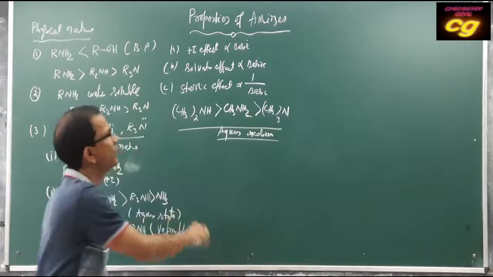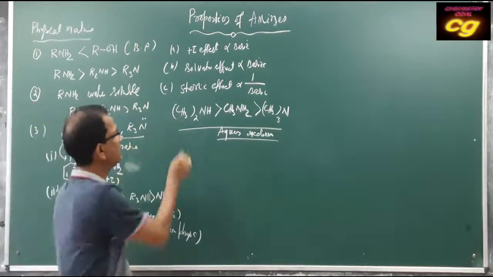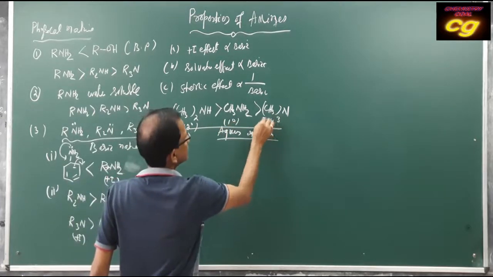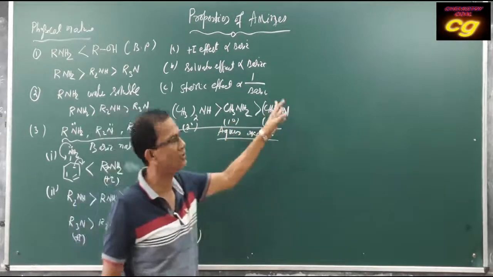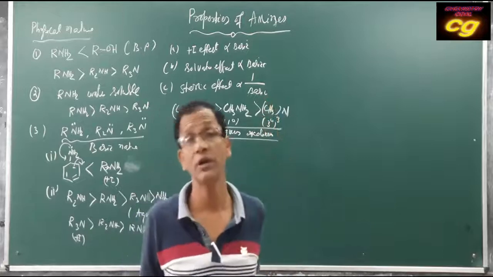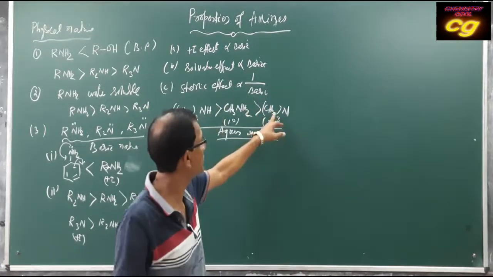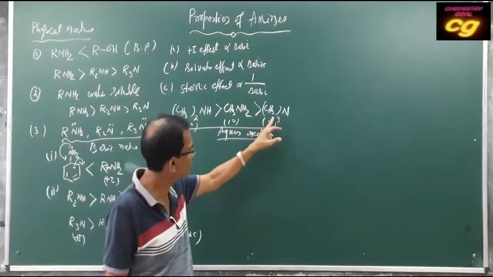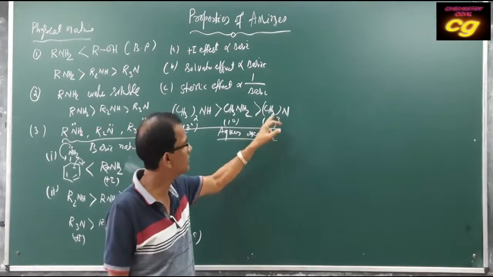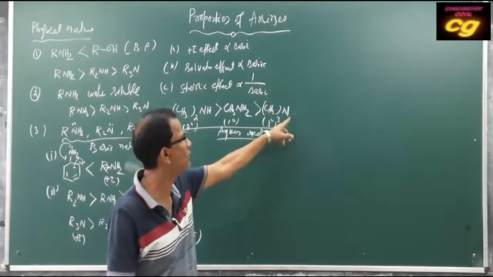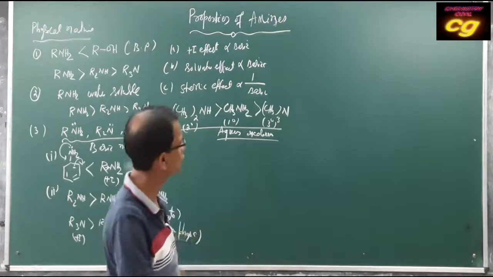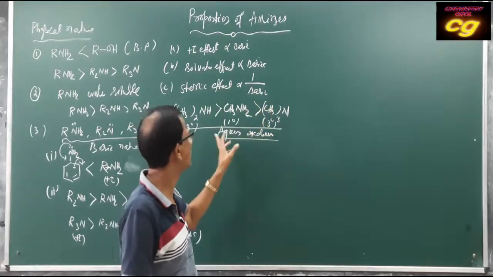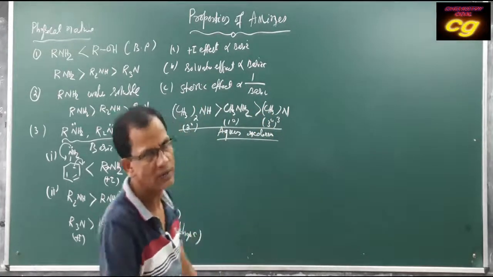In aqueous medium, the order is secondary greater than primary greater than tertiary. Because in case of tertiary, what happens? Steric factor is more. As steric factor is more, so basic character is least. And here steric factor is more, then another is solvation effect is less, because it has no hydrogen attached to nitrogen. So low solvation effect and more steric factor. That's why basic character of tertiary amine is least.